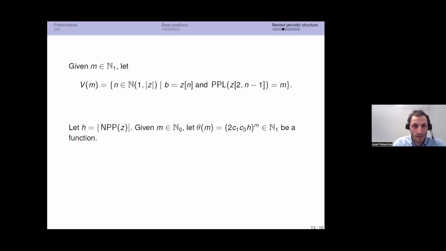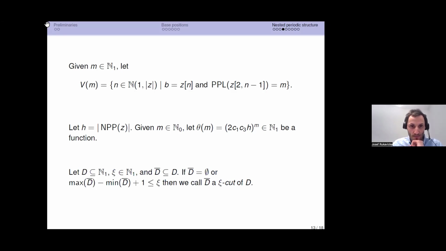As I said, I selected the factor Z in such a way that the number of non-periodic palindromic prefixes is equal to H, which is bigger than H0. Then I define again some function theta m. The meaning I will clarify in the next minutes.